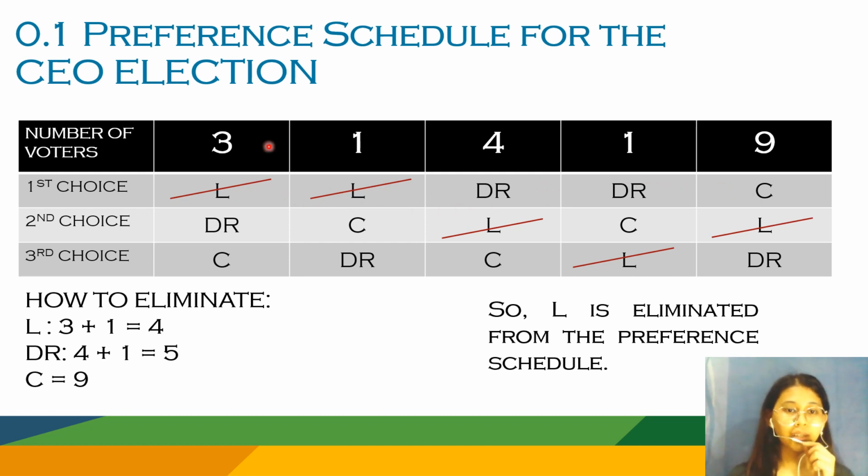So, Lagdameo has 3 and 1 votes, which is equivalent to 4 votes. While Del Rocha has 4 and 1 votes, which is equivalent to 5 votes. Since Castillo has no other name in the first row, it is automatic that Castillo has 9 votes. So, since Lagdameo has only 4 votes, which is the lowest among Del Rocha and Castillo, Lagdameo is eliminated from the preference schedule.